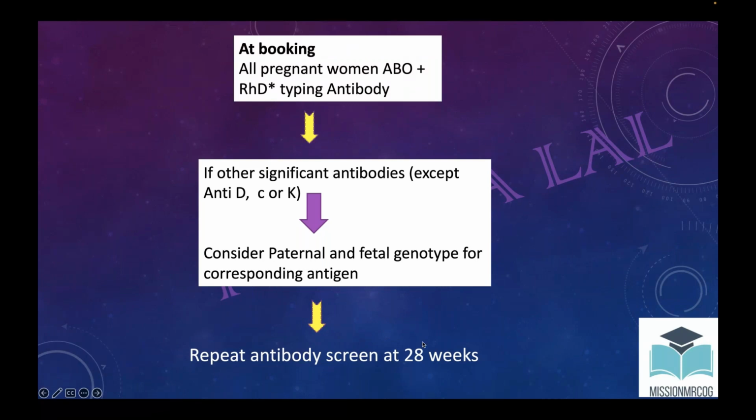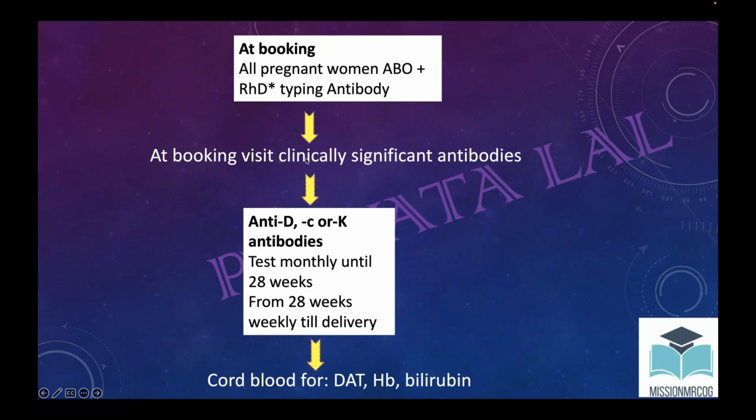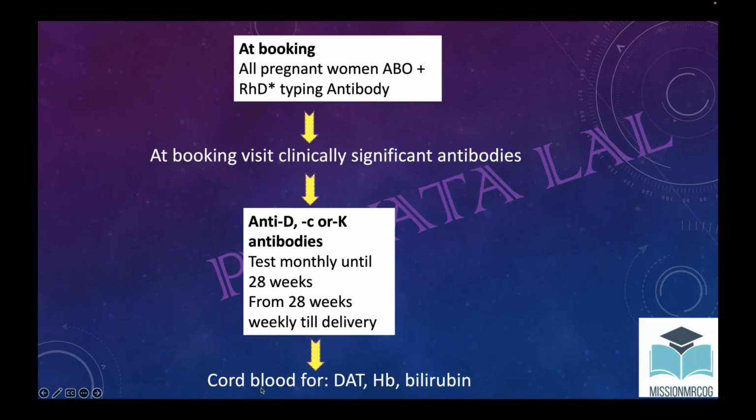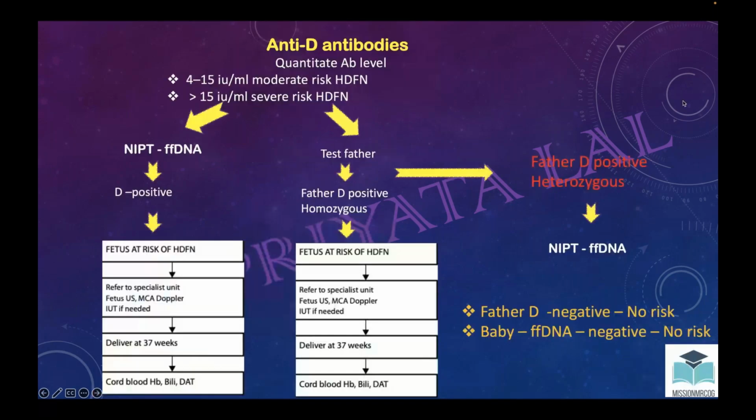Now if clinically significant antibodies are there and they are anti-D or anti-Kell, then we are doing a 4 weekly or monthly test until 28 weeks. From 28 weeks onward we are doing weekly tests, and when the baby is born we are doing an anti-globulin test, the DAT, the direct Coombs test, hemoglobin, bilirubin, and the baby's RH typing. Okay, so now this is a summary for anti-D antibodies.